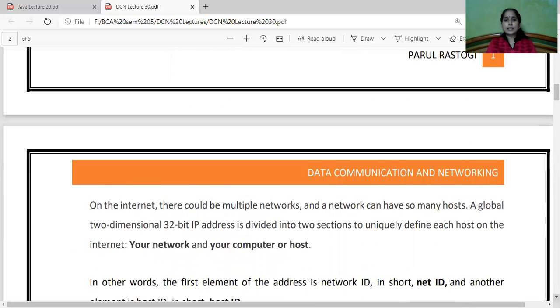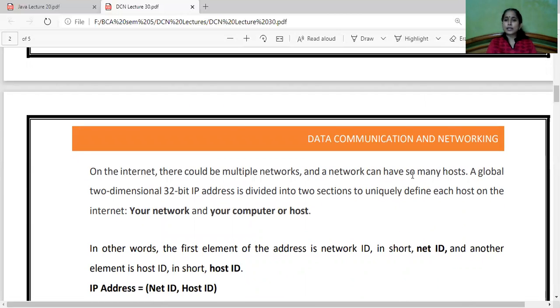So on the internet, there could be multiple networks, and a network can also have so many hosts. A global 32-bit IP address is divided into 2 sections. Uniquely define each host on the internet, your network and your computer or host. तो मतलब ये जो 4 ऑक्टेट है, मैंने क्या बोला, ये 4 हिस्से हैं, मगर किसके, इनके नाम भी हैं. अलग अलग एड्रेसिंग क्लास में अलग अलग तरह से ये डिवाइडेड है. मोटे तौर पे आप ये समझिए ब्रॉड टर्म्स में कि 2 चीजें ये डिपेक्ट करते हैं, एक तो नेटवर्क आईडी और एक होस्ट आईडी. ओके, सो योर नेटवर्क एड्रेस एंड योर होस्ट एड्रेस इनटू दैट नेटवर्क.